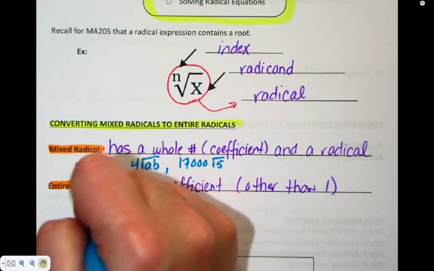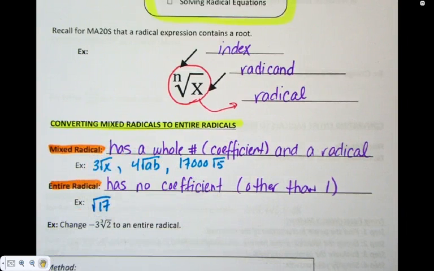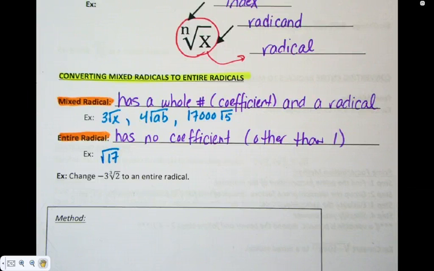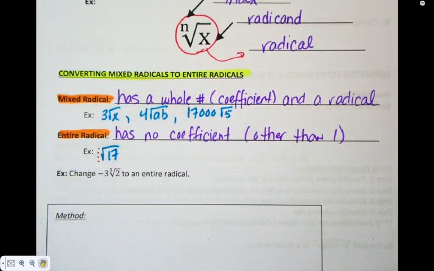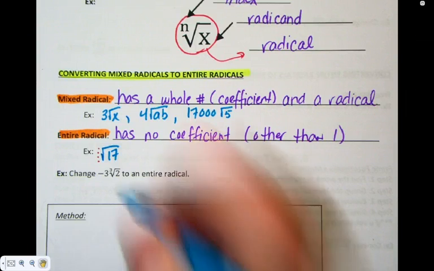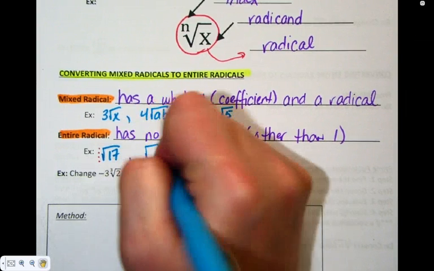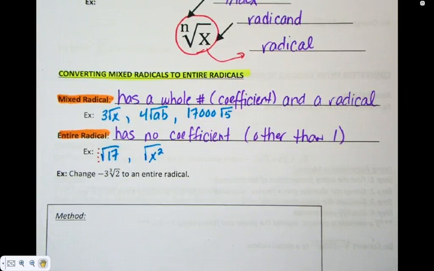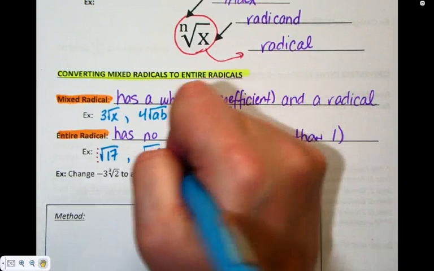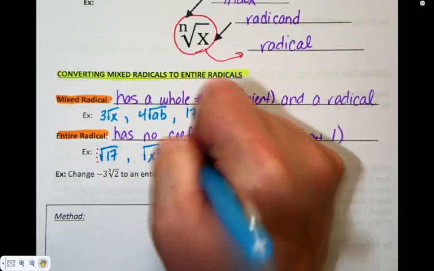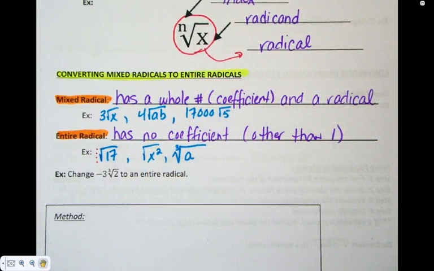An example could just be the root of 17. That's called an entire radical because what's in front, we don't see it, but we know it's there. The imaginary 1, right? That's the only coefficient an entire radical has, is just that 1 tucked in front. Another example could be root of x squared. Could be the cube root of a, for example.